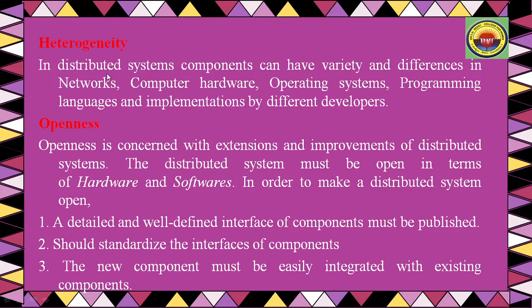Heterogeneity means there will be different types of platforms, meaning computer hardware, operating systems, programming languages, and implementations by different developers. So a distributed system can cope with variety and differences in networks or any platform. Heterogeneity means varied, different. Homogeneous means only similar.